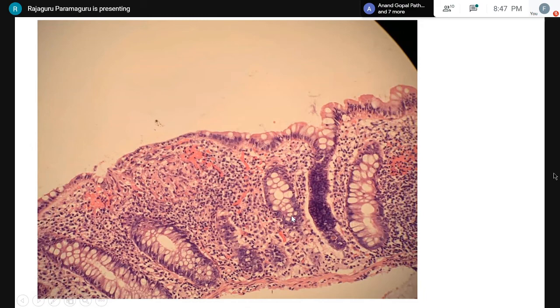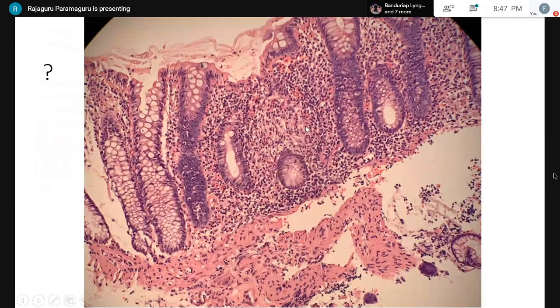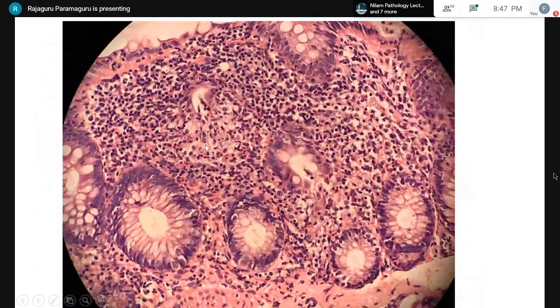So here I want to show an example of another granuloma. What do you think about this granuloma? I'll show you a higher power image of the same. This particular granuloma, would anyone like to comment about it? Would you call it Crohn's disease with this particular granuloma?